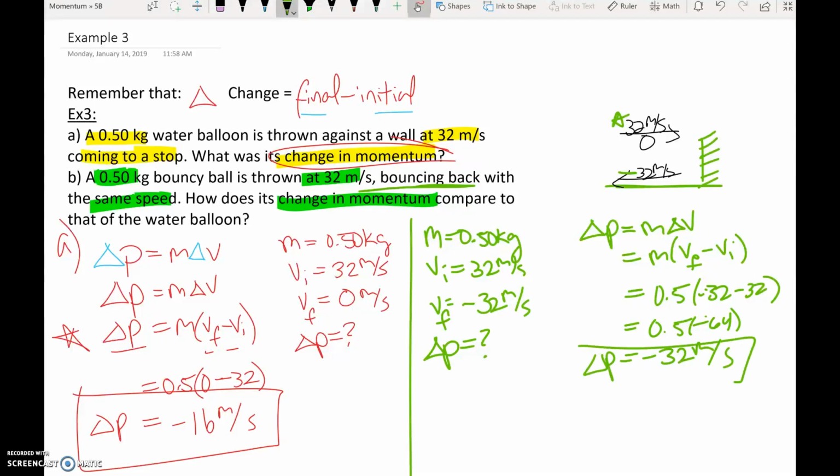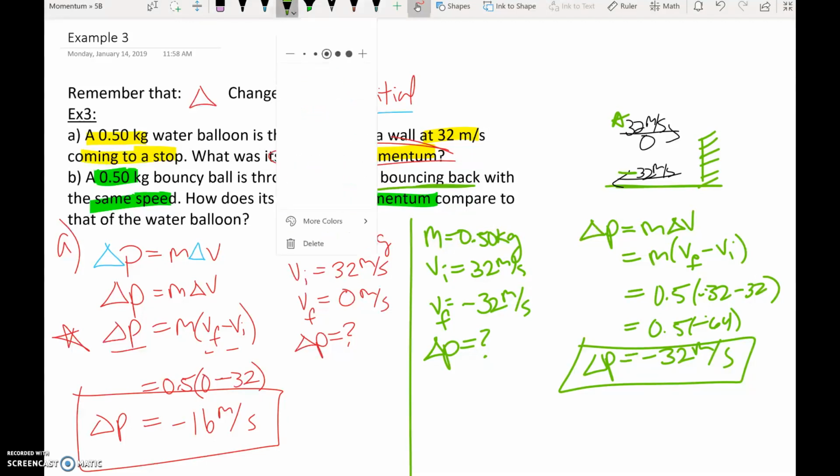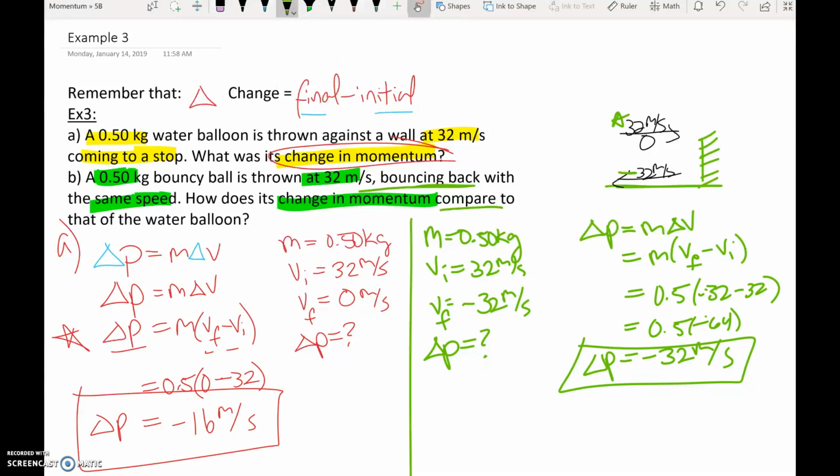Now that's the change in momentum, but that is not the answer to the question, because it says, how does its change in momentum compare to that of a water balloon? So now that we have the two, we can see that when it bounces back at the same speed, that number right here is basically double this one, okay?